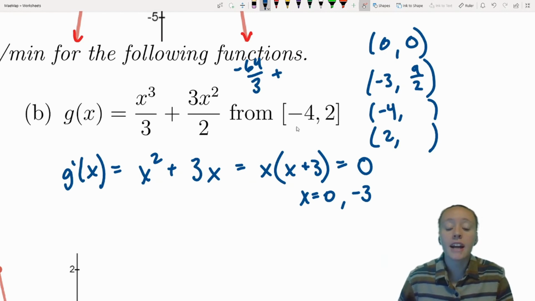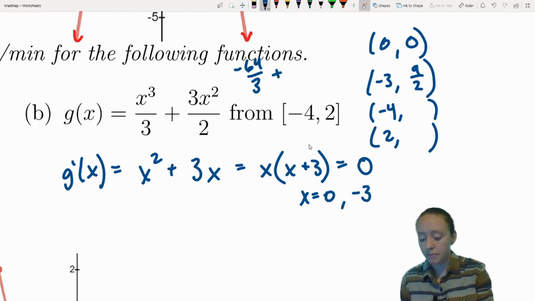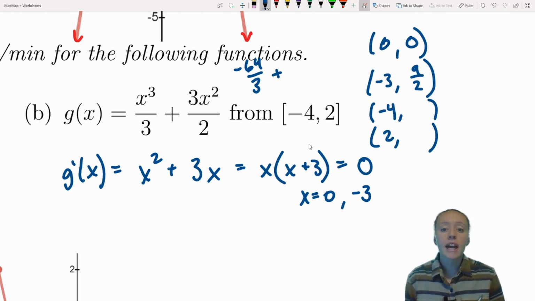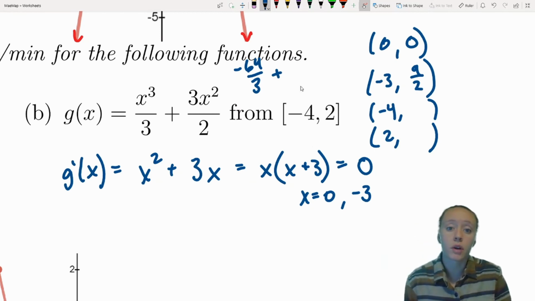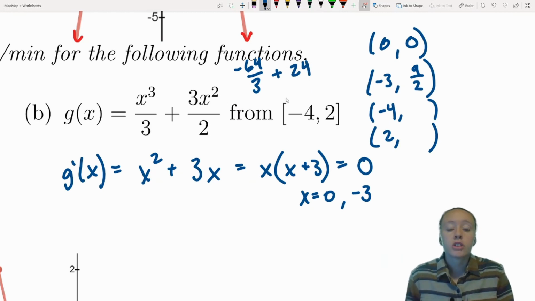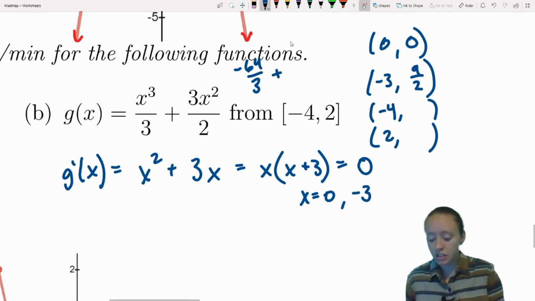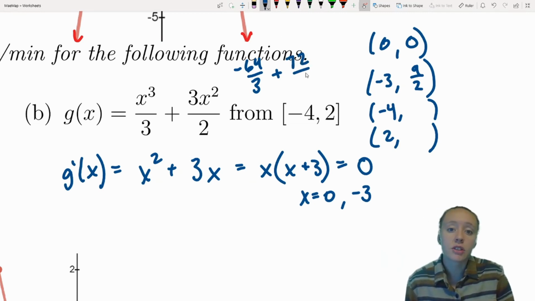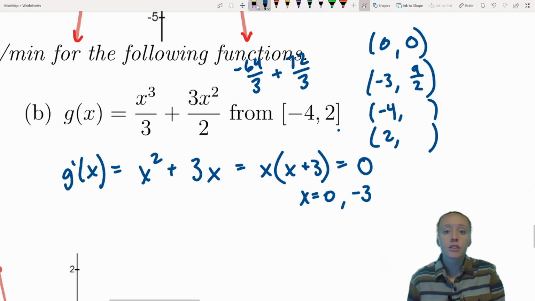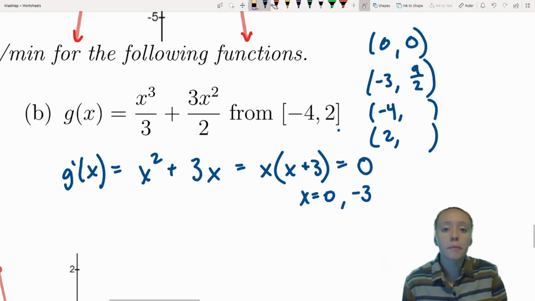And then I'm going to be adding that to -4 squared, which is 16. 16 times 3 is 48. 48 over 2 is 24. So finding that common denominator, that's going to be a common denominator of 3. Rewriting 24 in terms of thirds, that's going to be 72 thirds. So when I combine these together, 72 minus 64 is going to give me 8. So this is going to be 8 thirds when I'm at a value of -4.